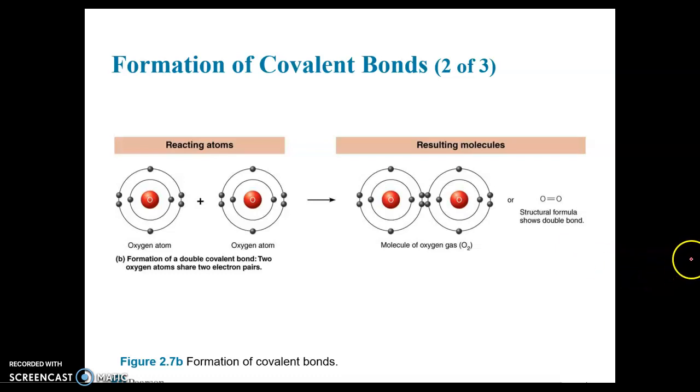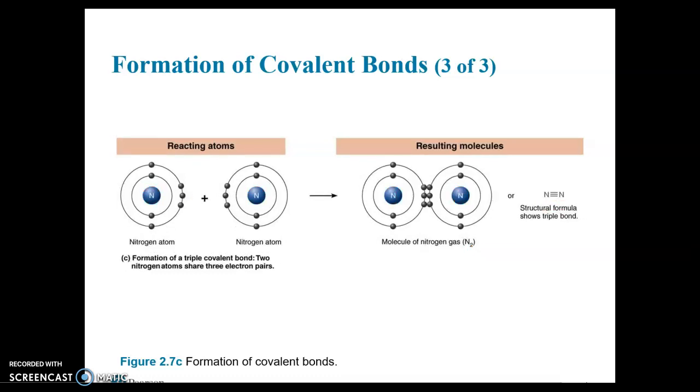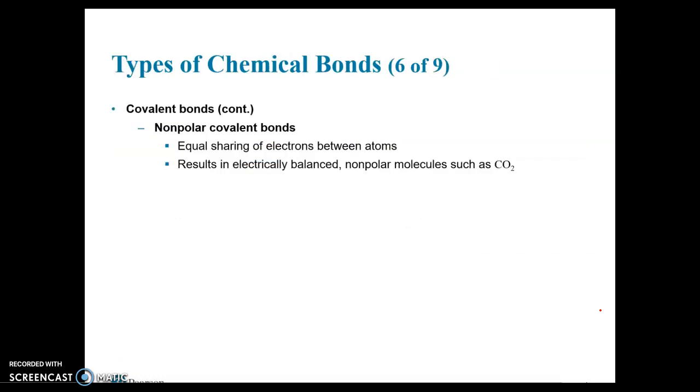So you're going to draw the structural formula by putting 2 lines, or a double bond, between those oxygen atoms. The chemical formula is O2, and the structural formula is O double bond to O. And nitrogen is the same, it just forms a triple bond. So you've got 3 pairs that are shared here, and it forms a triple bond. The nitrogen gas in the air that we breathe is N2, that means 2 atoms of nitrogen, and it forms a triple bond.